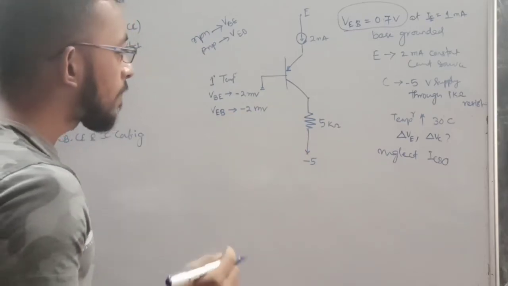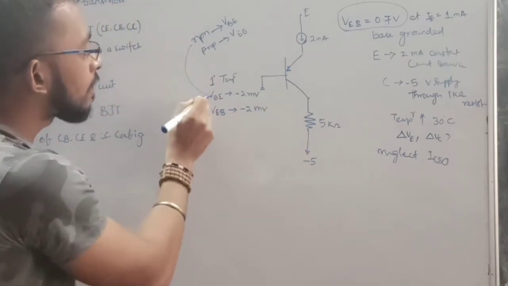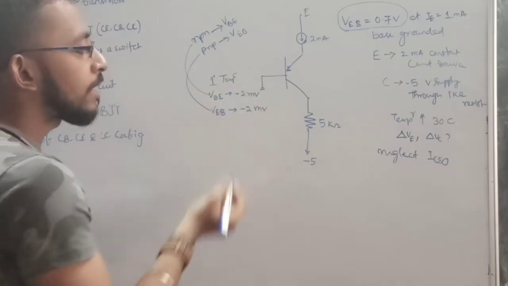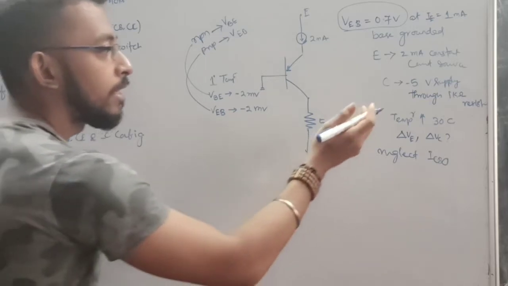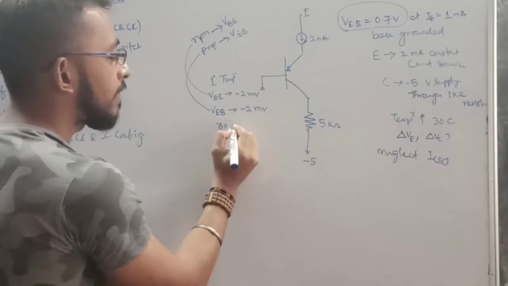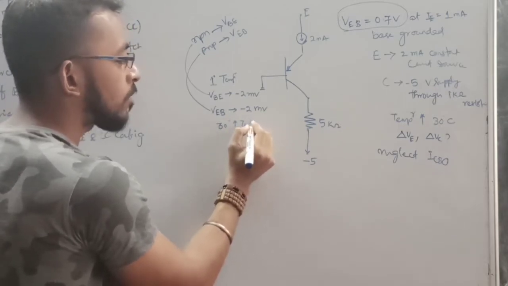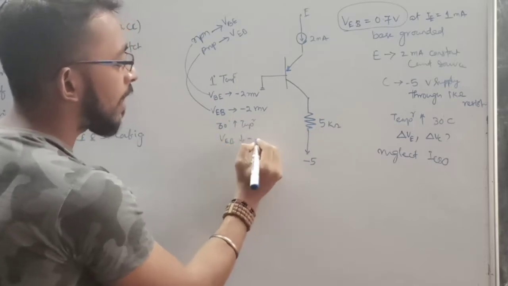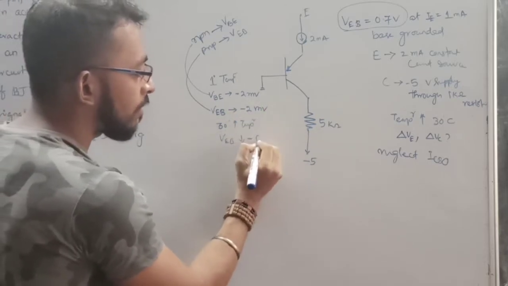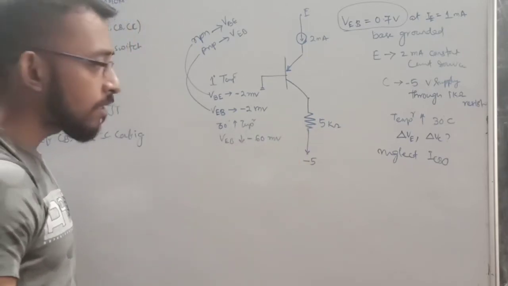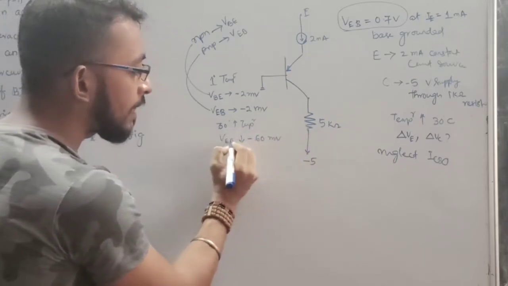Is it clear or not? Similar to NPN, for PNP also, for every 1 degree rise in temperature, my VEB will decrease by 2 millivolt. Here it is given a 30 degree rise in temperature. So for a 30 degree rise, how much will the voltage decrease? My VEB will decrease by 30 into 2, that is minus 60 millivolt. So this is the change in VEB.